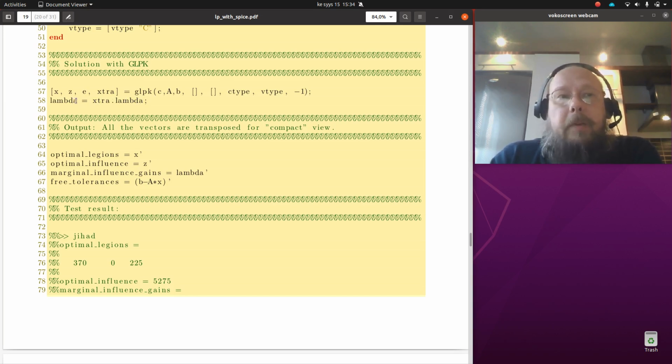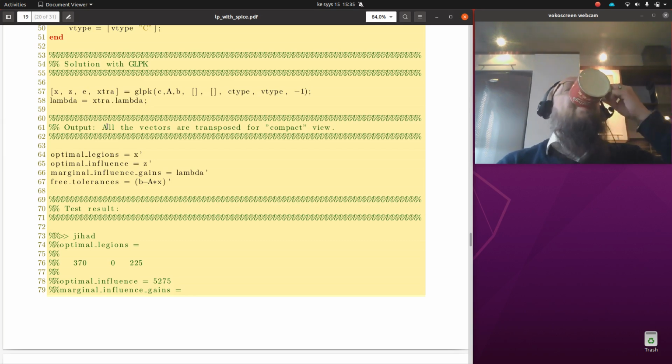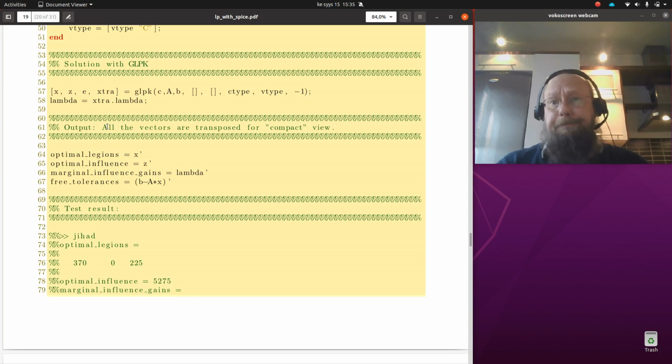So here I will have the shadow prices for this problem. And basically we are finished there. We have all the information we need for this problem, but let's make an output that is a bit more informative and also slightly compact.